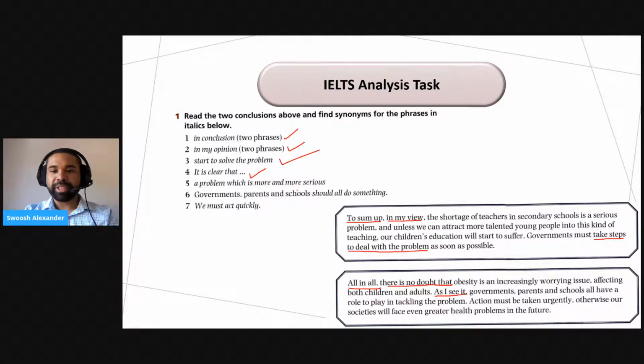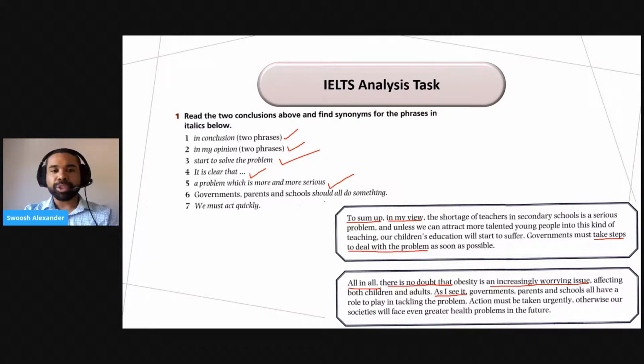A problem which is more and more serious. What do we think about this? Problem which is more and more serious. Let me know what you think. Okay, so for this one then, if it's more and more serious, a paraphrase would be an increasingly worrying issue. Okay, so increasingly, more and more, worrying, serious. So that's how we're paraphrasing this expression here.